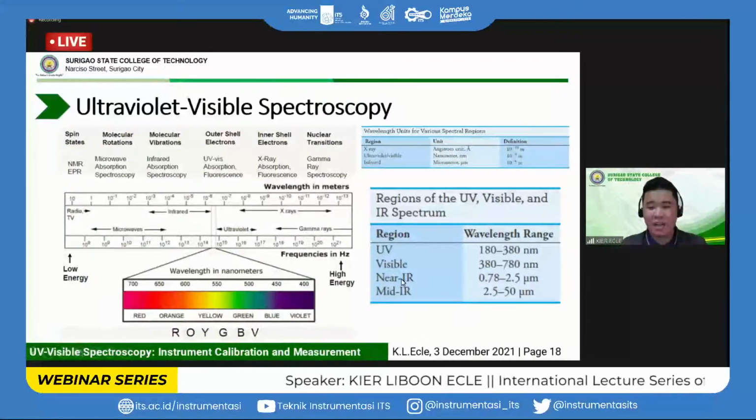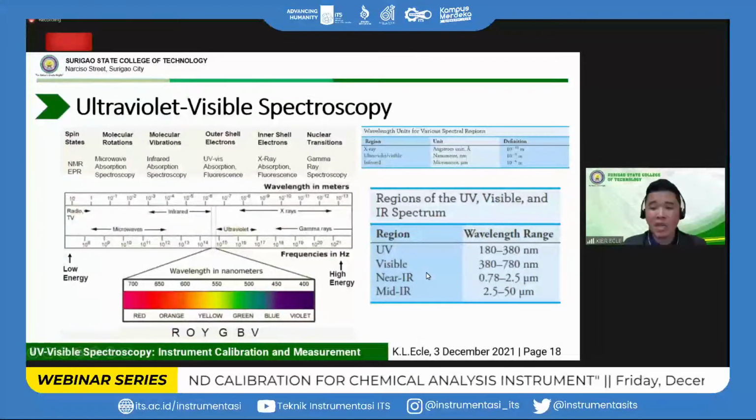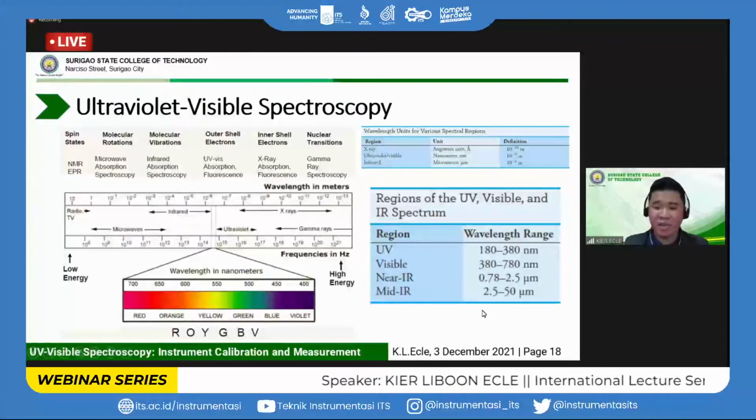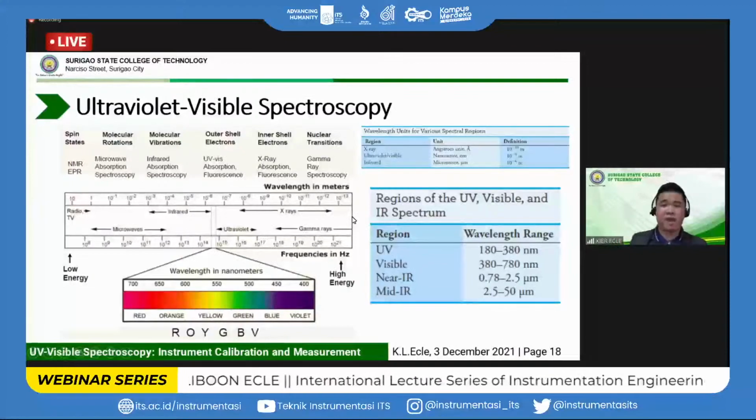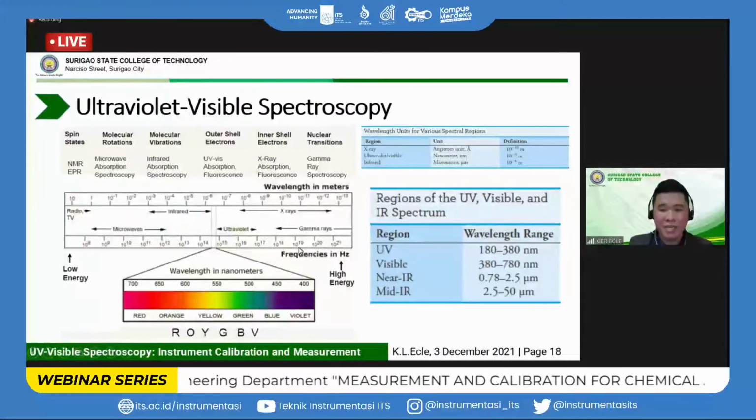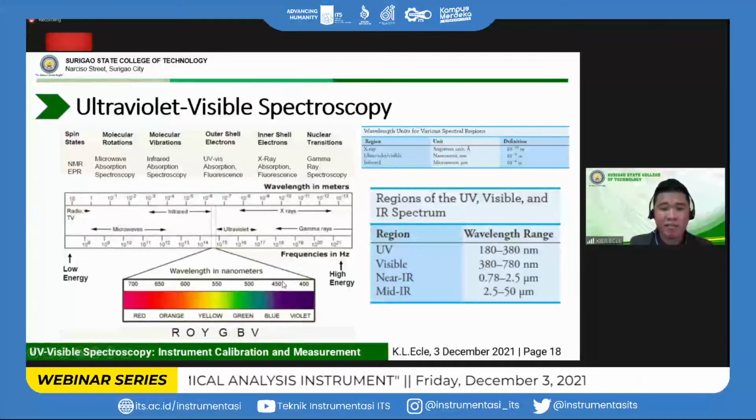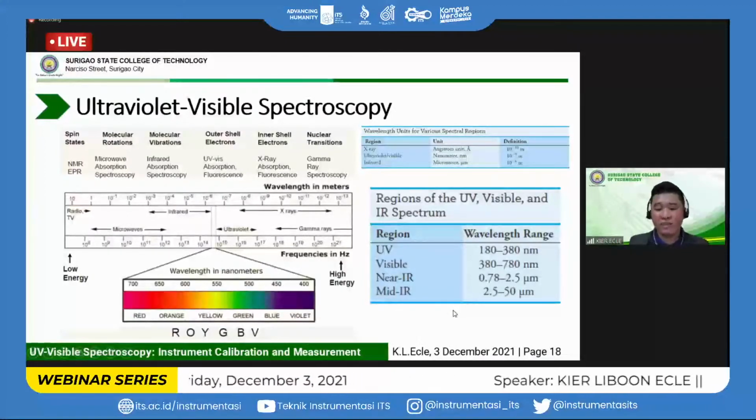In the infrared region, in the near IR, that is between 0.78 micrometers. We are using micrometers because the wavelength of IR is more dispersed than your UV and the visible region. While in the mid IR, that's between 2.5 to 50 micrometers. So this is the basic electromagnetic information that you need to consider also in the UV-Vis.